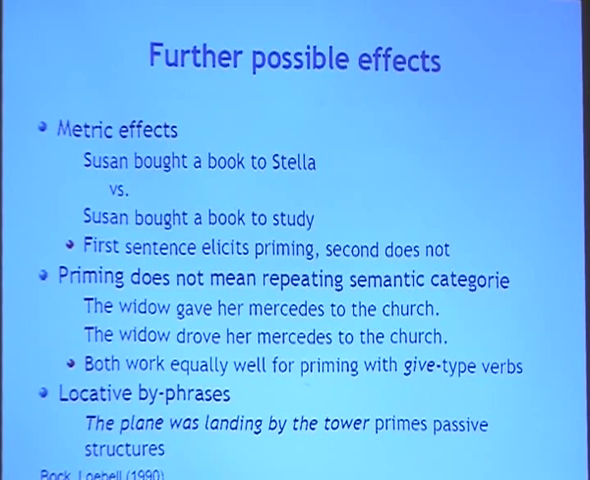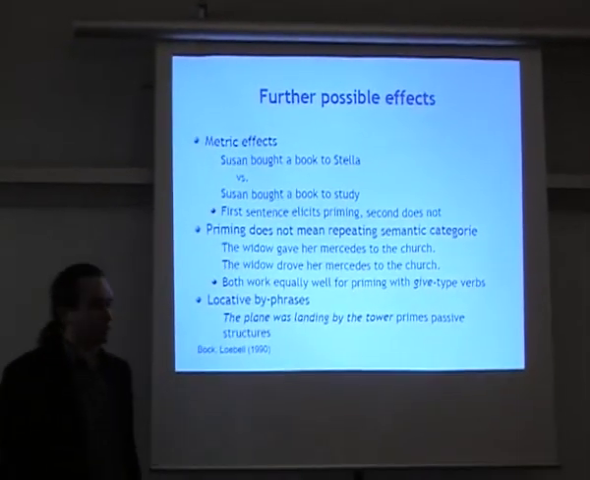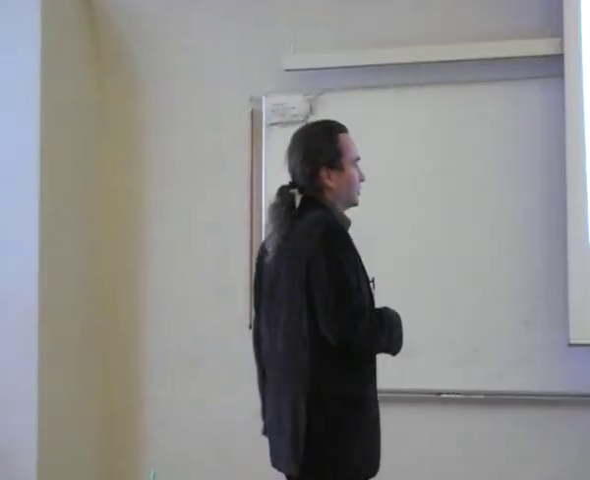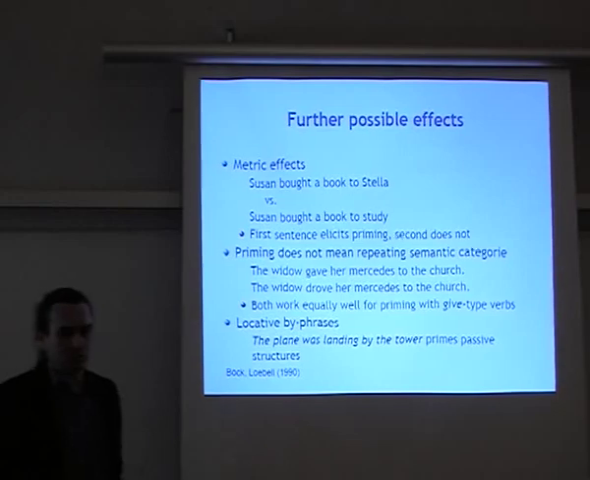Some experiments, or the initial experiments, suggested that structural priming does not rely on repeating semantic categories. So, for example, these two sentences were equally effective primes for picture descriptions that included verbs of transfer of possession. "The widow drove her Mercedes to the church" is about changing location. There's not really any recipient there, but it was still an equally effective prime to something that was structurally similar to this sentence.